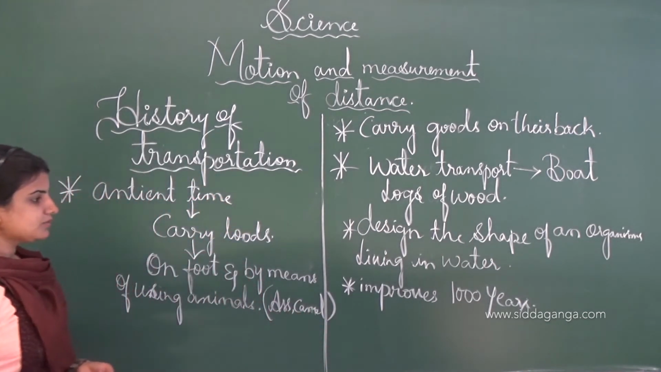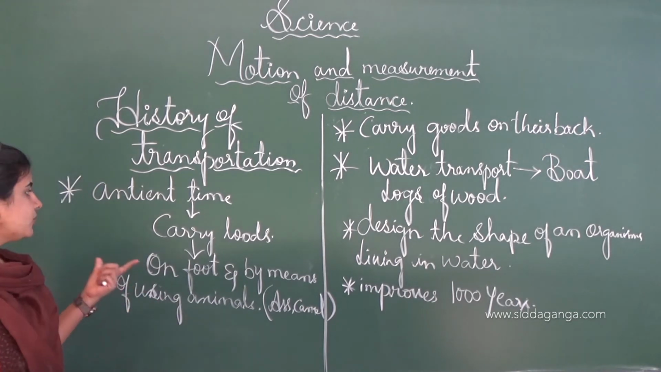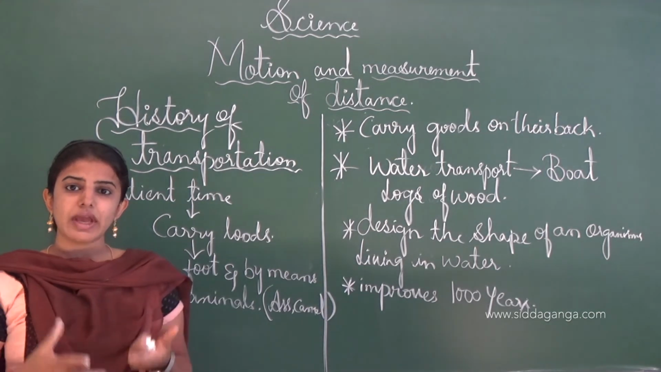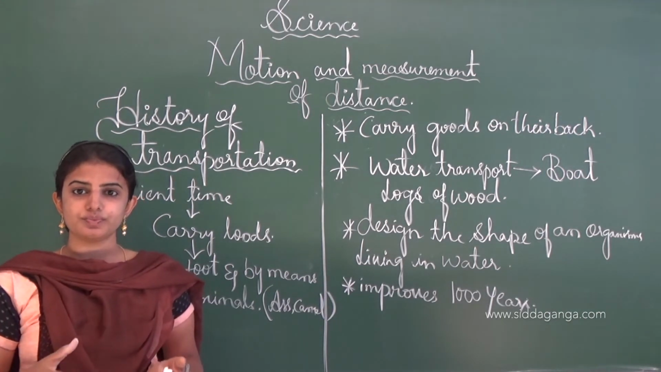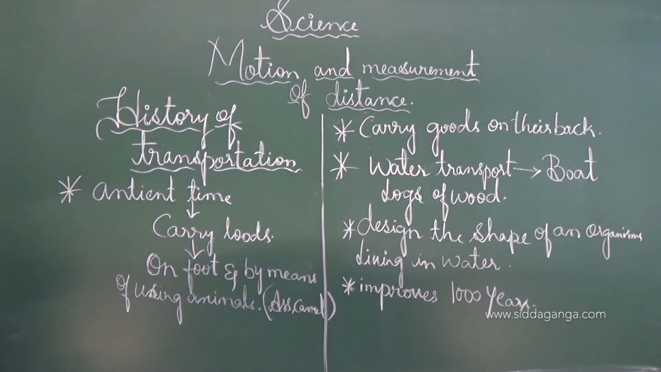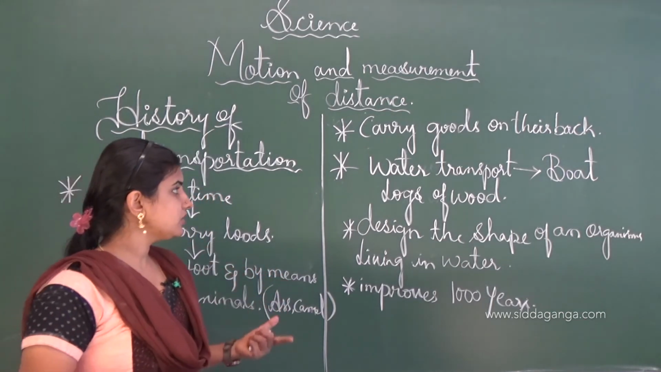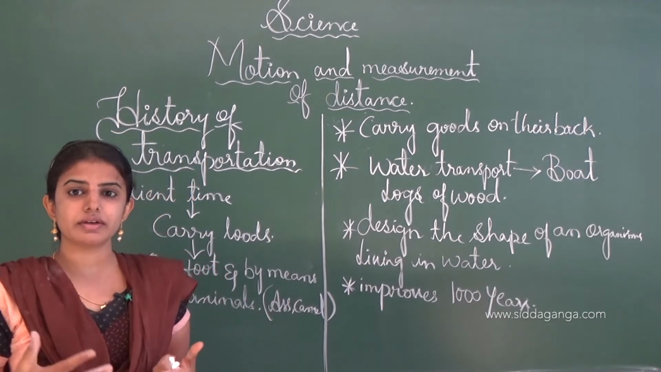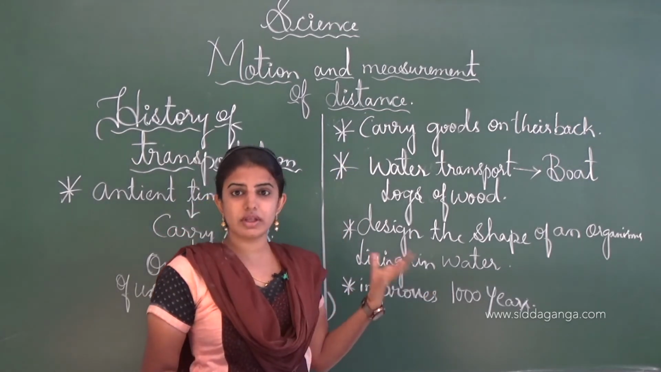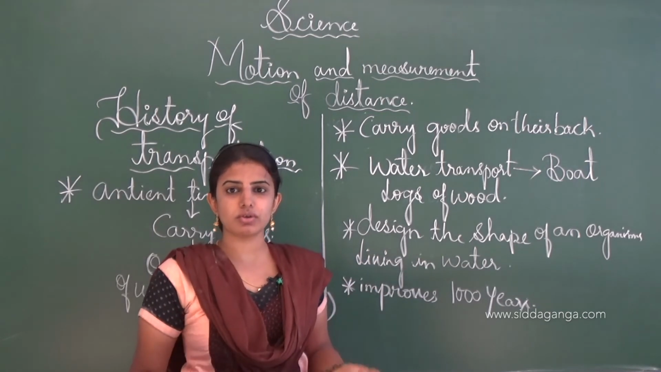And later, this is all about the history of the transportation. In ancient time people would carry the loads, and to carry the loads they traveled from one place to another on foot, and by using different types of animals like ass and camel. Sometimes they would carry the goods on their back and travel on foot only.